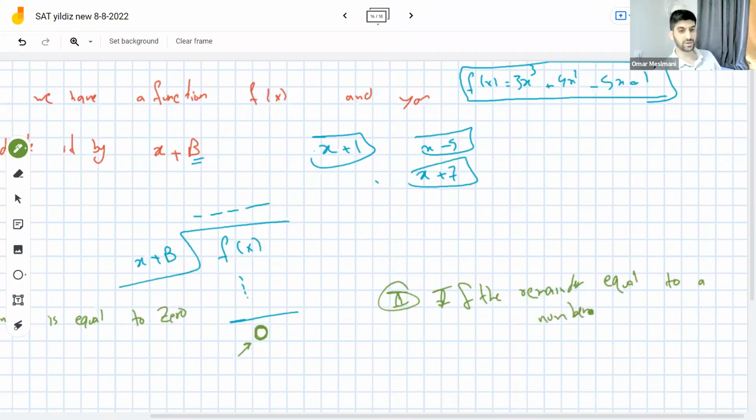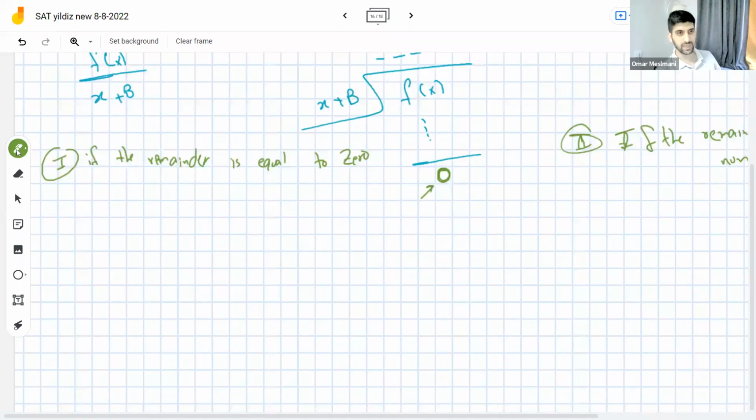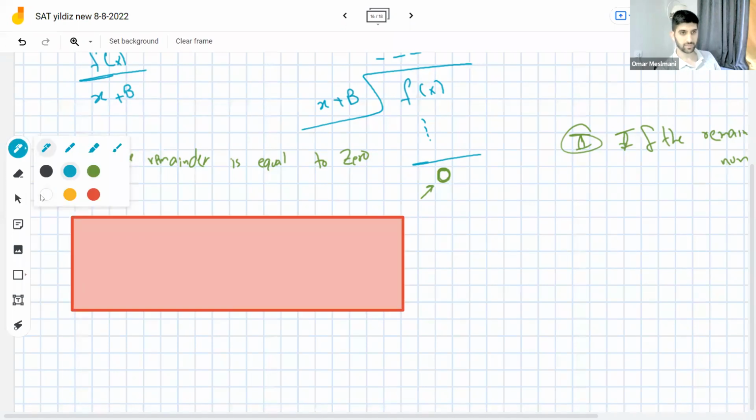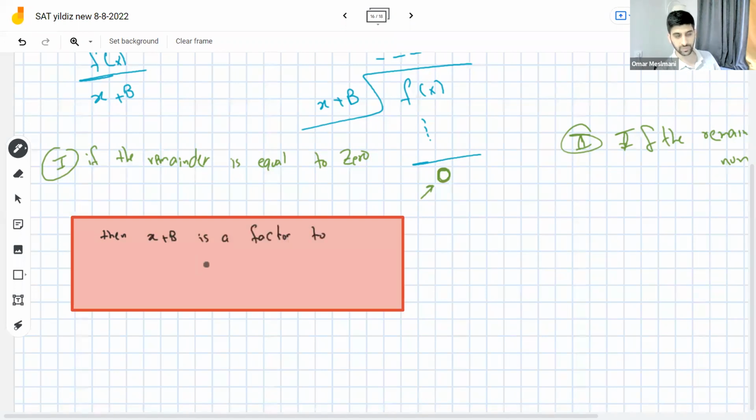All right. If the remainder is equal to 0, I have a statement to say. And if the remainder is equal to a number, I have another statement to say. Okay. So if the remainder right now is equal to 0, this is my statement. I'm going to say then x plus b is a factor to fx. What is a factor to fx?